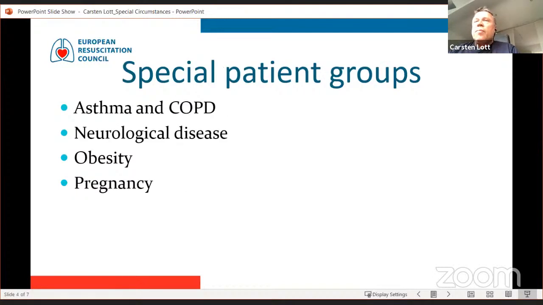Next one, please. So we have 3 big subsections in our chapter. We did not change that from the previous chapter. We're talking about special patient groups, and they comprise asthma, COPD patients, neurological patients, obese patients, and pregnant patients. And there's not much new in them. You can get the details from the guideline chapter. Next one, please.